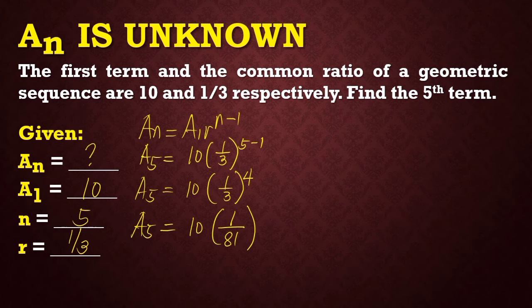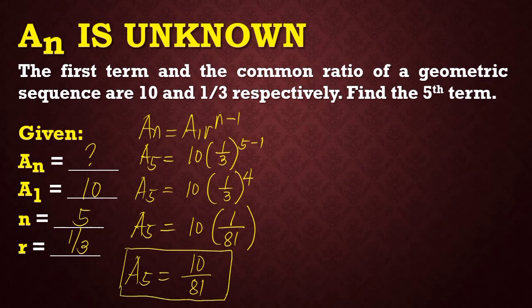And then, we multiply. A sub 5 is equal to 10 times 1, that is 10, over 81. So, the fifth term of the given geometric sequence is 10 over 81.